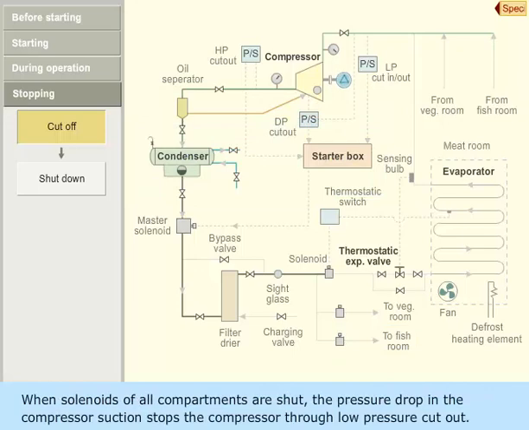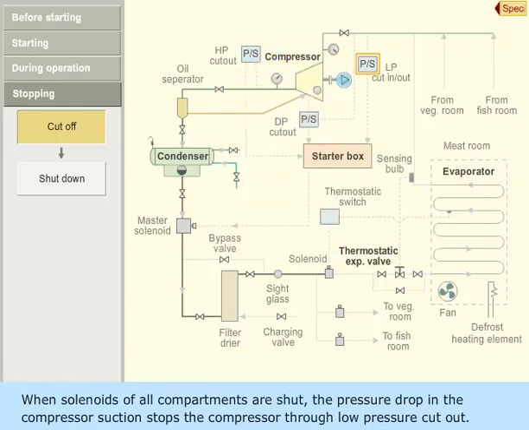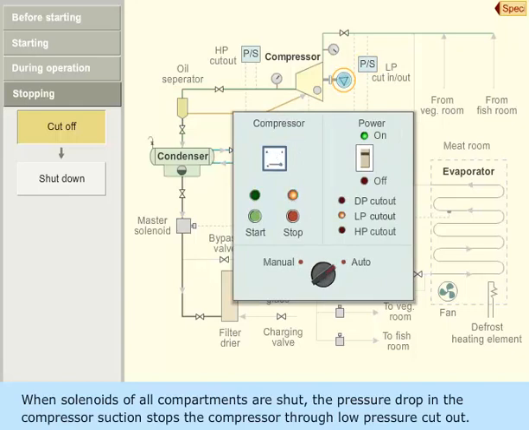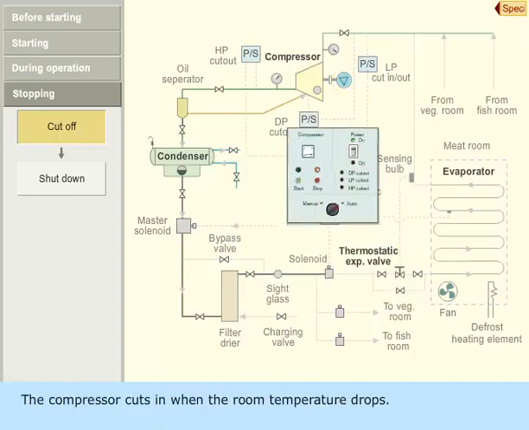When solenoids of all compartments are shut, the pressure drop in the compressor suction stops the compressor through low-pressure cutout. The compressor cuts in when the room temperature drops.